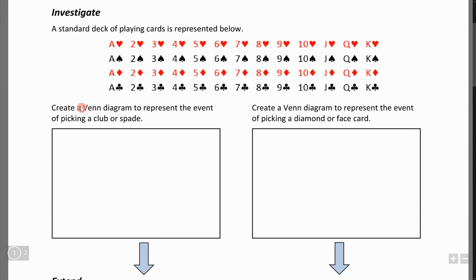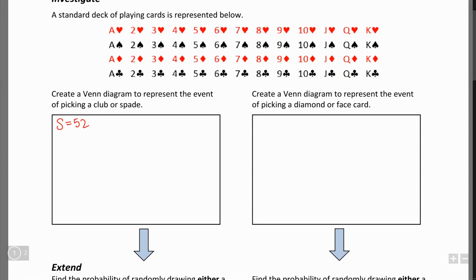and king. So I'm going to create here a Venn diagram to represent the event of picking a club or a spade. In our sample space, we have 52 cards. To draw a Venn diagram, I'm going to have to draw some circles here. I'm going to draw one circle that represents my set of spades and another circle that represents my set of clubs.